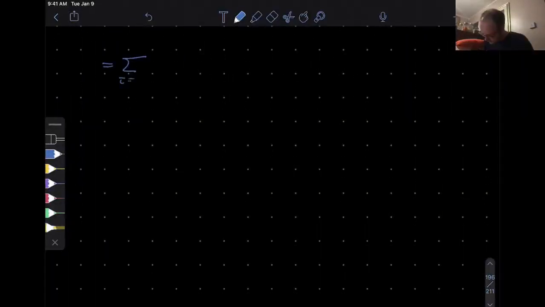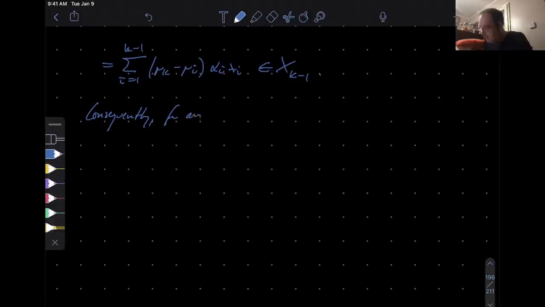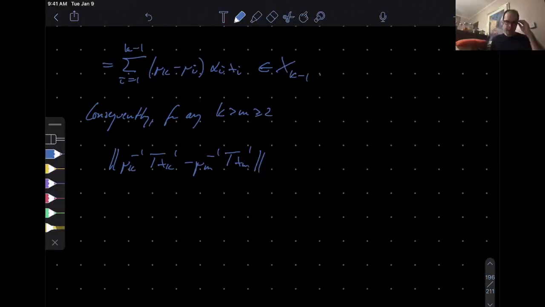So actually that sum truncates at k minus 1. Right? So this is mu_k minus mu_i alpha_i xi_i, and that's of course an element in capital X_{k-1}. Consequently, for any k above m bigger than 2, we have mu_{k-1} T x_k' minus mu_{m-1} T x_m'. Of course, I'm heading for a contradiction with the compactness of T.